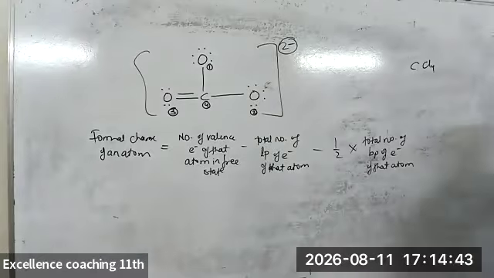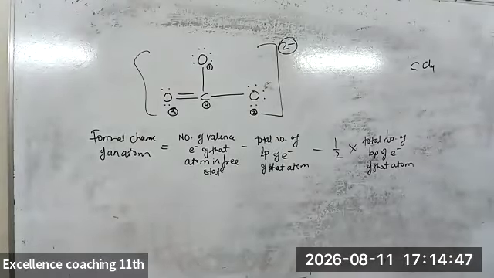This is the formula. Formal charge of any atom is equal to total valence electrons in free state minus total number of lone pair of electrons of that atom minus half into total number of bond pair of electrons of that atom.